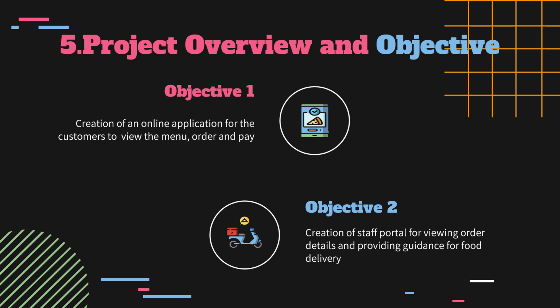Section 5, Project Overview and Objective. The project overview is a short, concise outline of the project. It will cover the project background and the most significant project features. Project objectives are a summary of what the team intends to achieve with this project. It is a useful reference point throughout the project. You can use these objectives to create measurable success criteria. In our case study, project objectives are creation of an online application for the customers to view the menu, order and pay, and creation of a staff portal to view the order details and guide in food delivery.